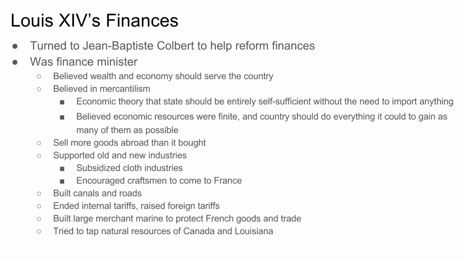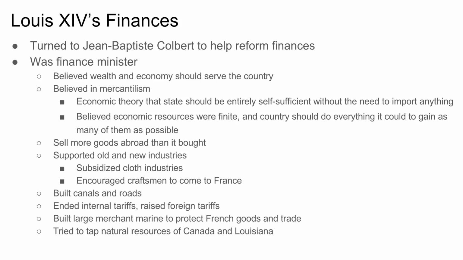He ends internal tariffs, that is, different regions are no longer taxing goods that are passing through them, but increases foreign tariffs. So if you wanted to buy something that was made in Britain, you would have to pay like a 75% tax on it. But if you wanted to buy the same thing that was made on the opposite side of France, you no longer had to pay any taxes on it, because those internal tariffs were ended. And that's a real shift, because before, those goods as they transported across France would get taxed all along the way.